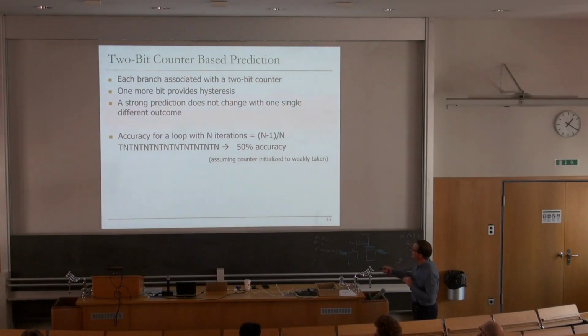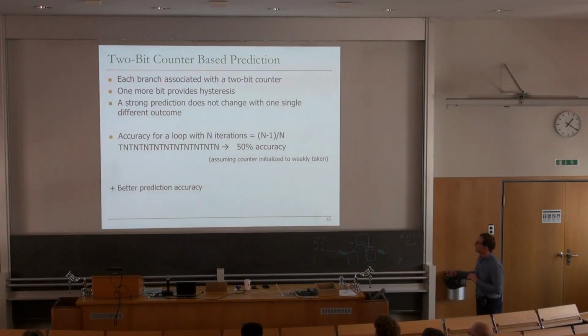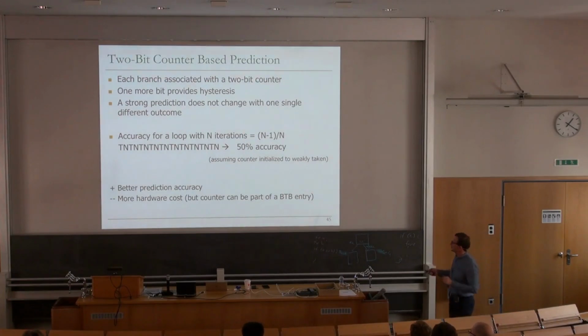And here you basically keep your mind. Let's assume that you start with taken, you always predict taken. You start with not taken, you always predict not taken here. 50% accuracy. Okay, basically the better prediction accuracy is what you get, and you get more hardware cost as a burden, right? But the counter can be part of your BTB entry, that's good.